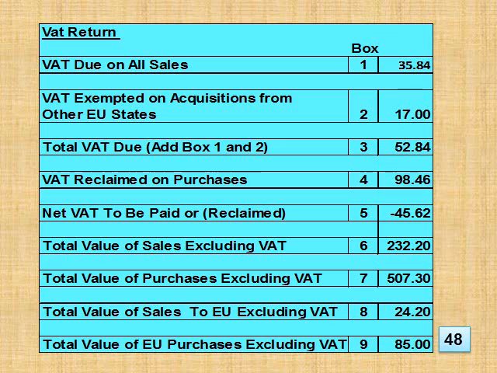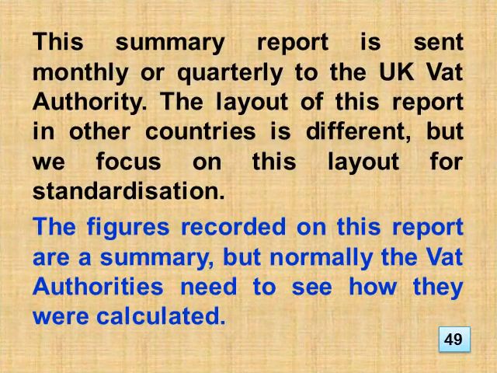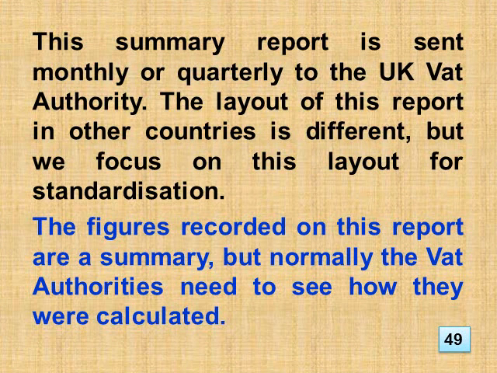Box 6 is for the total value of sales excluding VAT. Box 7 is for the total value of purchases excluding VAT. Box 8 is for the total value of sales to EU excluding VAT. Box 9 is for the total value of EU purchases excluding VAT. This summary report is sent monthly or quarterly to the UK VAT Authority. The layout of this report in other countries is different, but we focus on this layout for standardization.